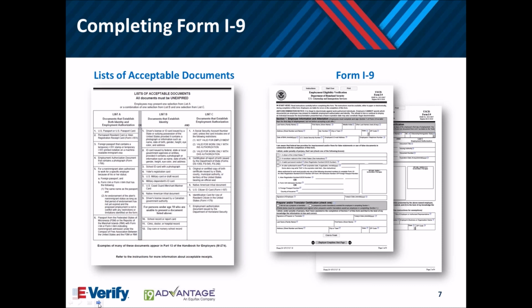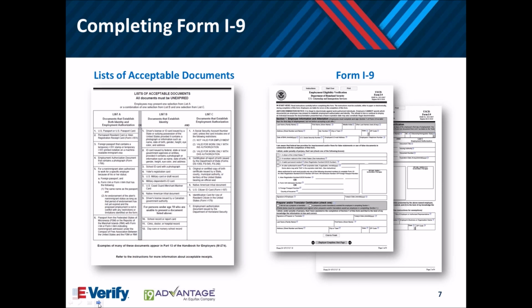Now, those List A documents can be provided on their own because they establish those two things that an employee needs to prove to you, their identity and their employment authorization. B and C always need to be provided together because List B documents only establish identity, List C documents only establish employment authorization.